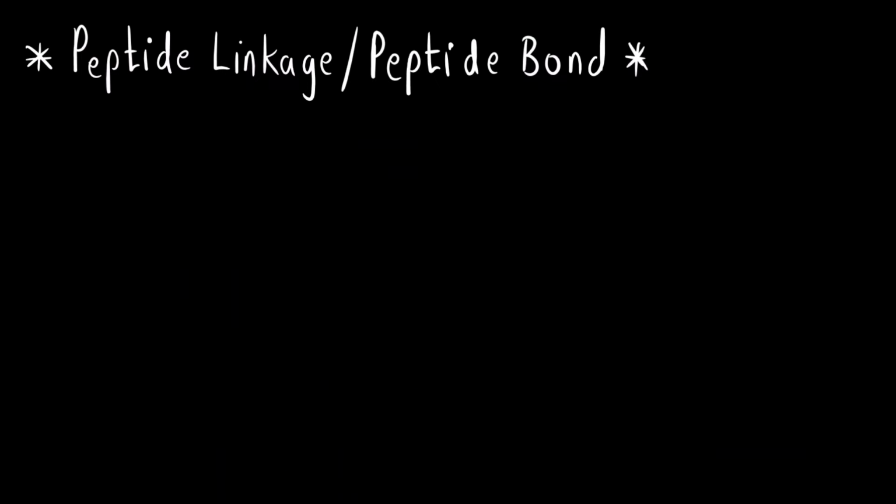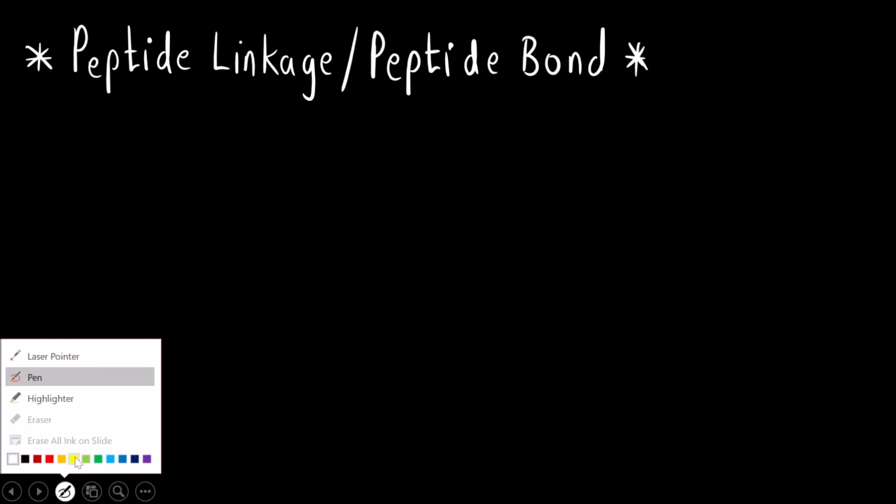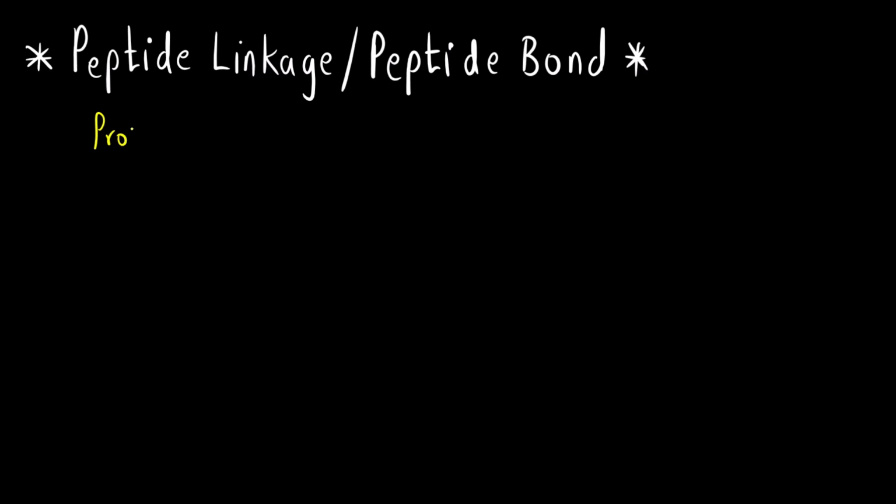So the next topic is what exactly is peptide linkage or peptide bond. I had told you, if you remember, proteins are biopolymers. Biopolymer means naturally occurring polymer. Bio means life, so it is a polymer that is present in living beings. We can say naturally occurring polymer.